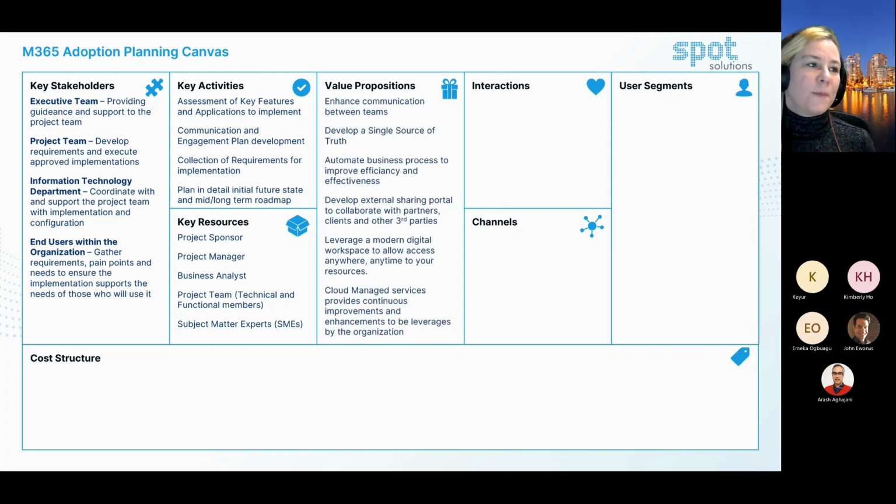And what's our value proposition? What is it that we're going to get out of implementing these tools? Some examples: enhanced communication between teams, automation of business processes, external sharing portals for collaboration with third parties, etc. Look at your organization, your needs, and help identify what your value proposition is going to be.